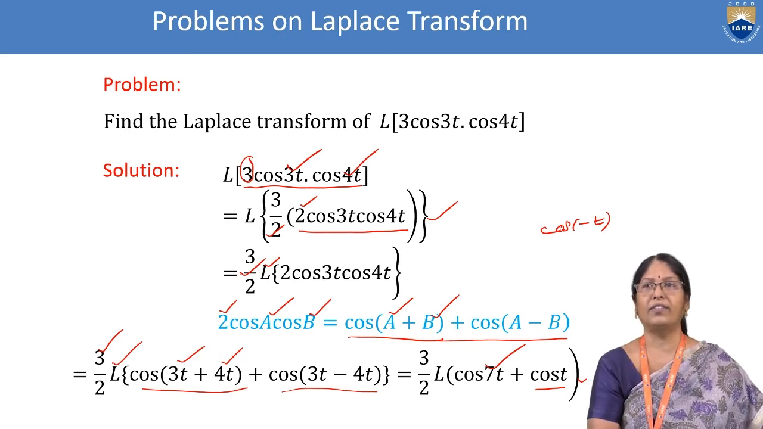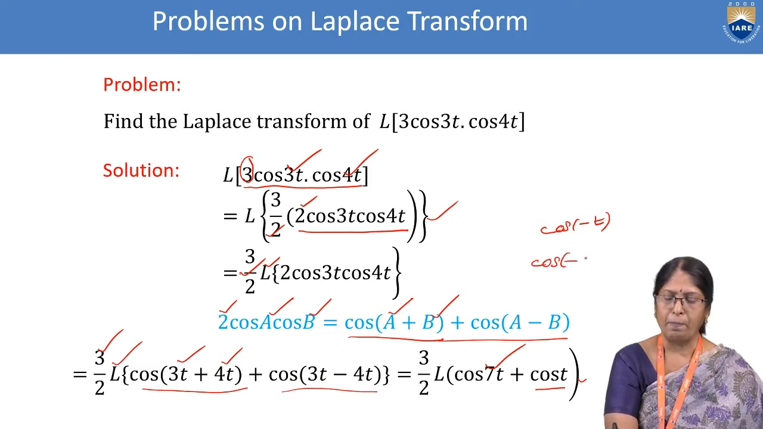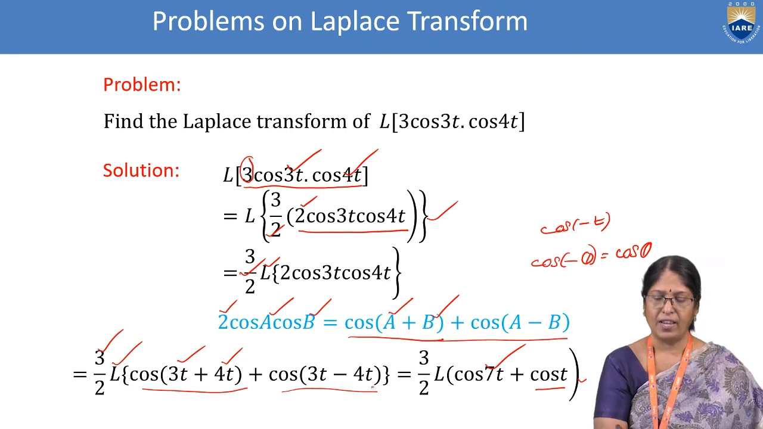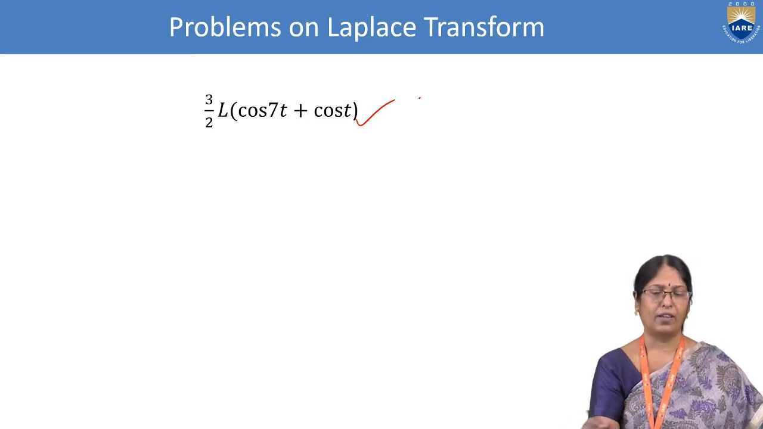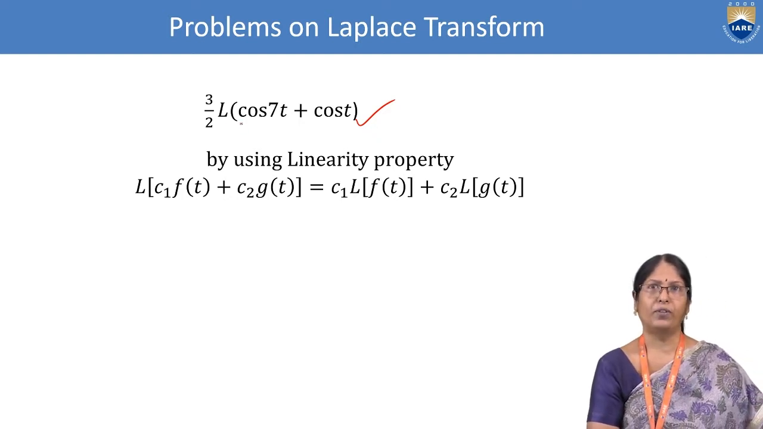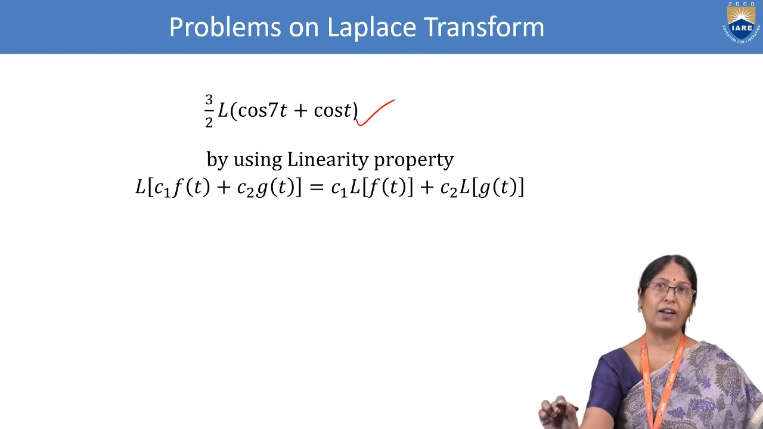How did we neglect this negative sign? Because of the trigonometric formula, cos of minus theta is nothing but cos theta. According to that, cos of minus t is nothing but cos t. This is the last step; in the previous slide, it is written once again. Now, the Laplace transform of cos 7t plus cos t: two trigonometric terms are there, one is cos 7t, another one is cos t.